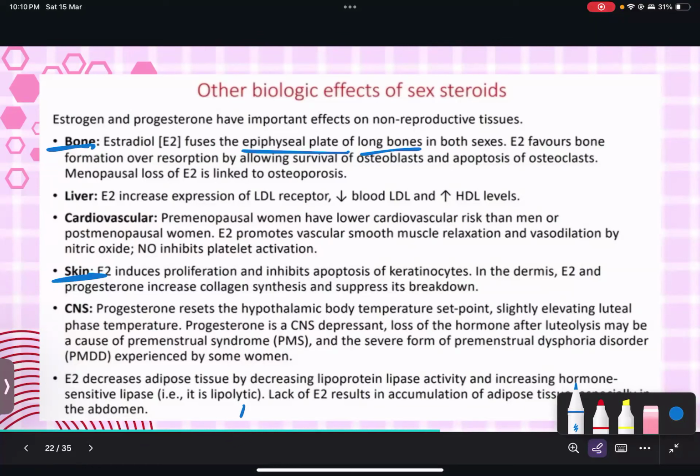Last point here is that the estrogen decreases adipose tissue by decreasing the lipoprotein lipase activity and increasing the hormone sensitive lipase. So lack of the estrogen will result in the accumulation of adipose tissue, which will maybe even cause obesity and so on, especially in the abdomen, which is the worst type of fat accumulation. All right.